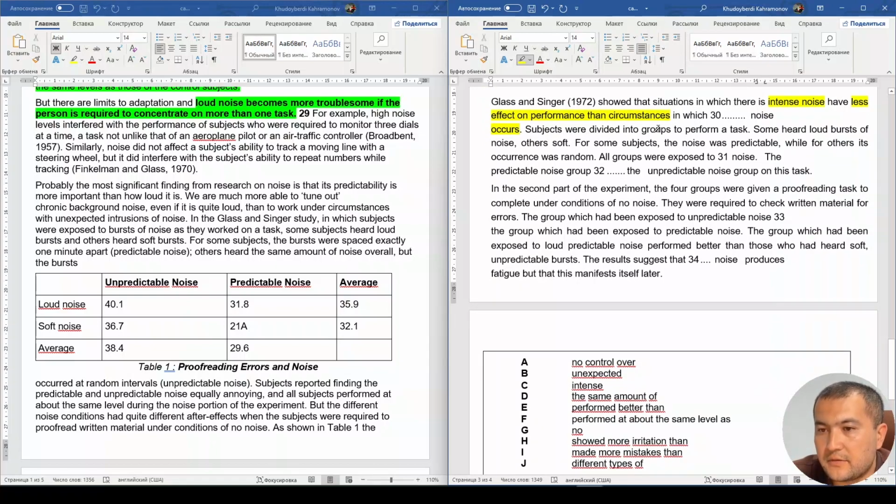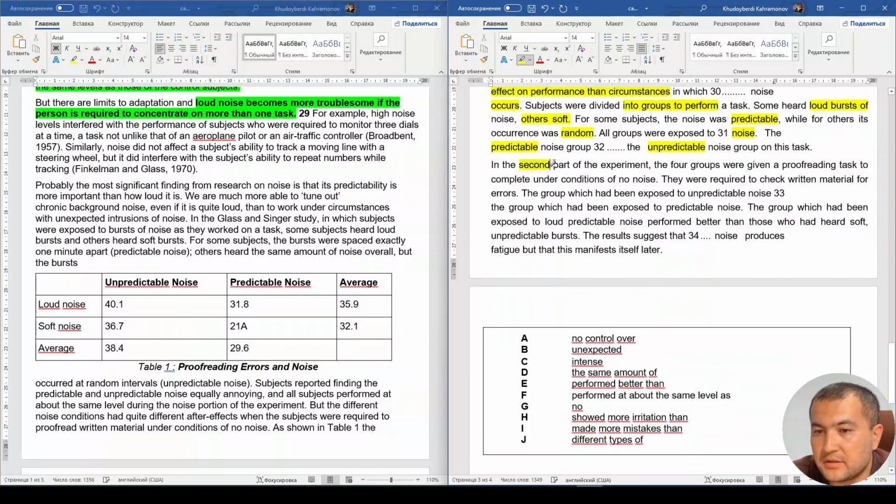And subjects were divided into groups to perform a task. Some heard loud bursts of noise, others soft. For some subjects, the noise was predictable, while for others, its occurrence was random. All groups were exposed to some sort of noise. We need a kind of adjective here. The predictable noise group, so we need somehow a verb or verb expression here, right? The unpredictable noise group on this task.